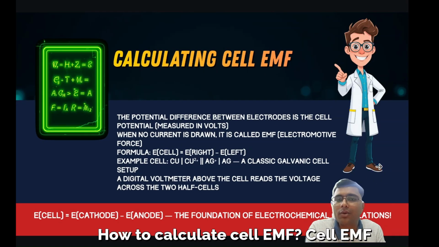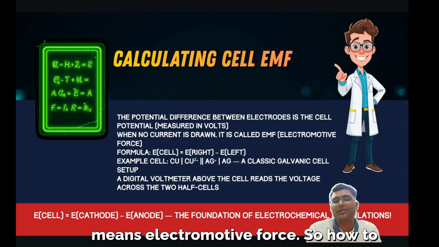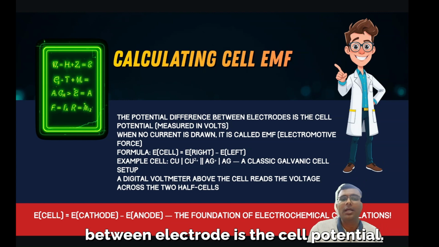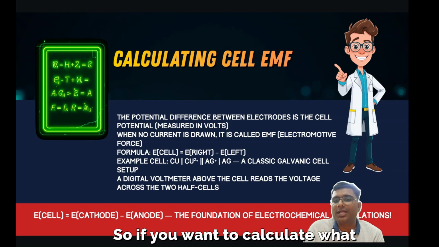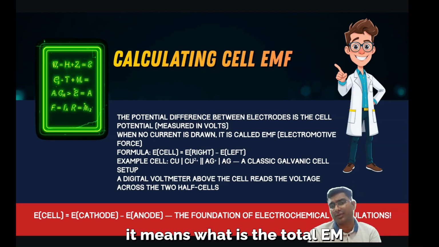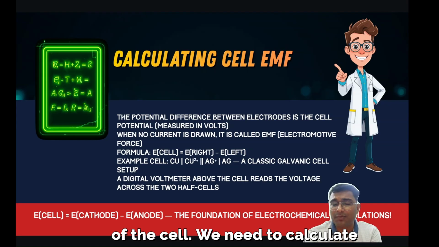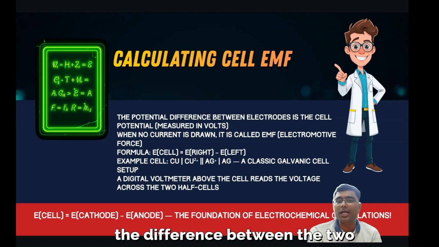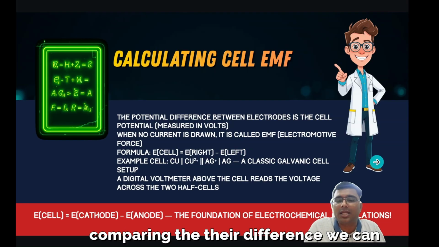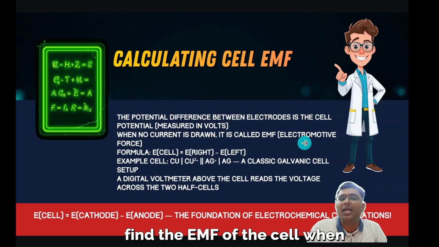How to calculate cell EMF? EMF means electromotive force. So how to calculate? The potential difference between electrodes is the cell potential. So if you want to calculate the total power of the cell, it means the total EMF of the cell, we need to calculate the difference between the two electrodes. In this way, by comparing their difference, we can find the EMF of the cell.